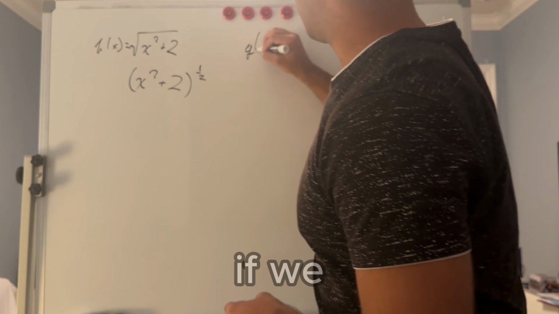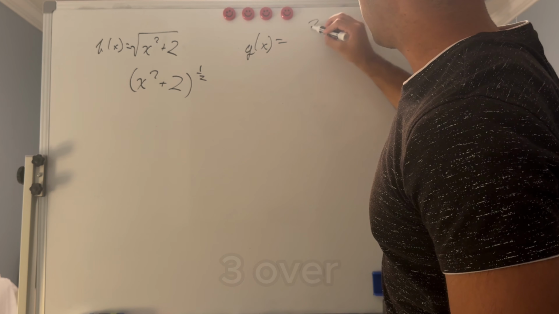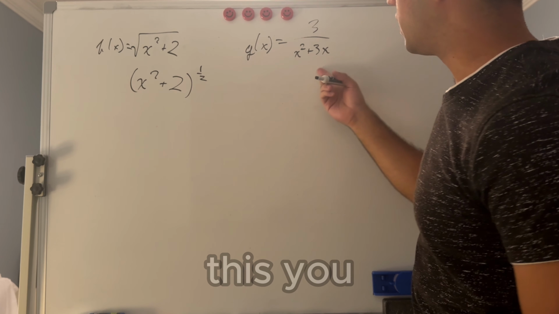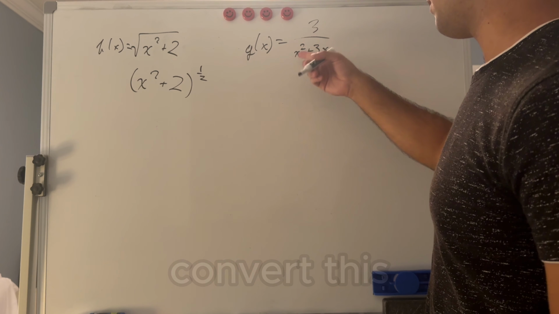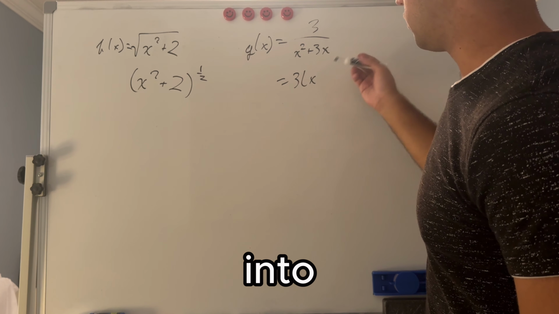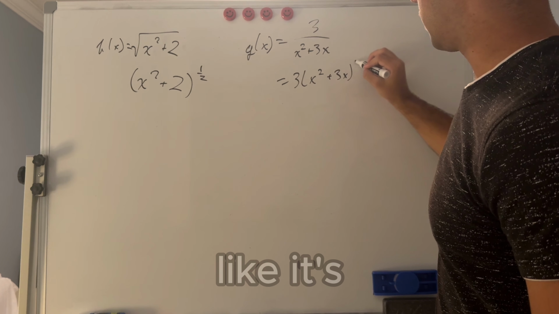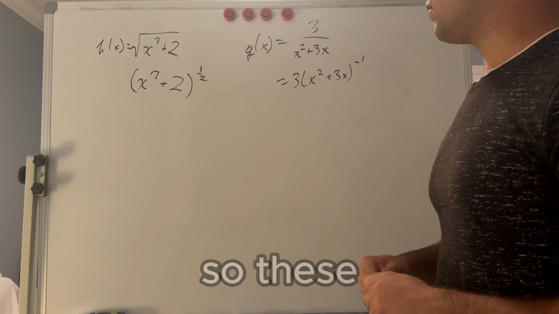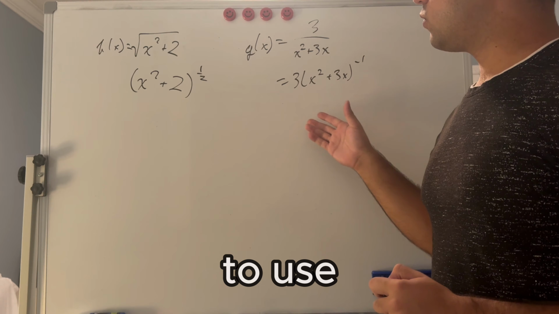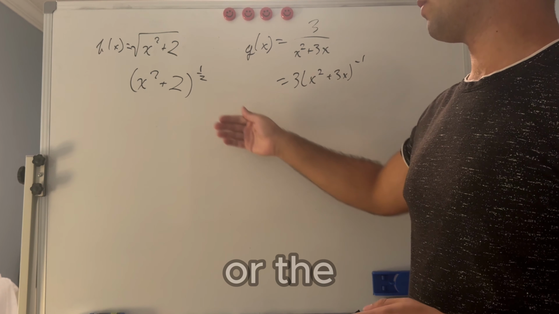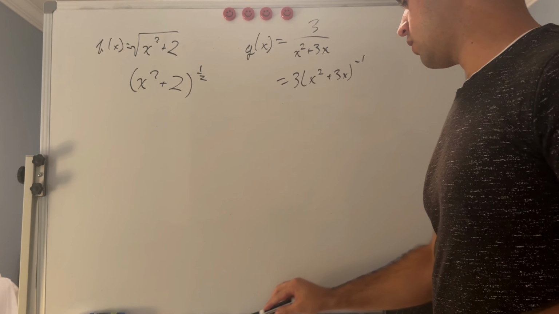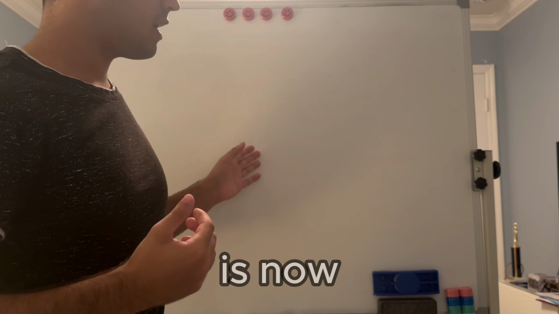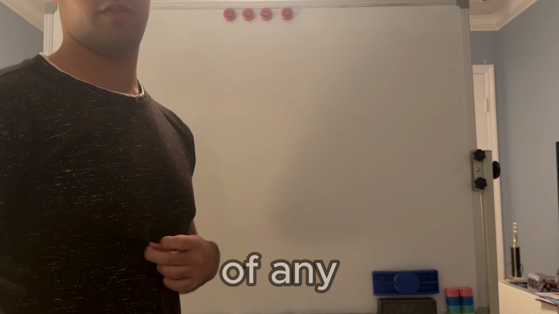The same thing occurs if we have g of x equals 3 over x squared plus 3x. You cannot take the derivative of this either. You cannot convert this, it's very weird. So these require you to use either the quotient rule or the chain rule, which I will cover in a later topic. I hope you guys understood what a derivative is now, and that you'll be able to find the rate of change of any polynomial function.